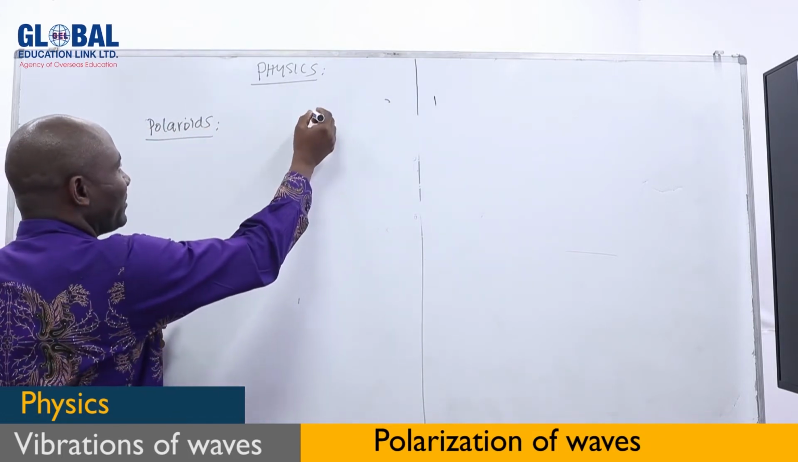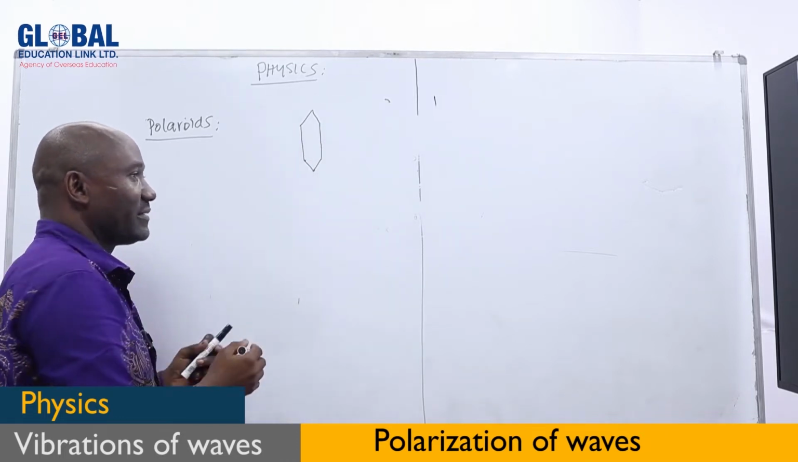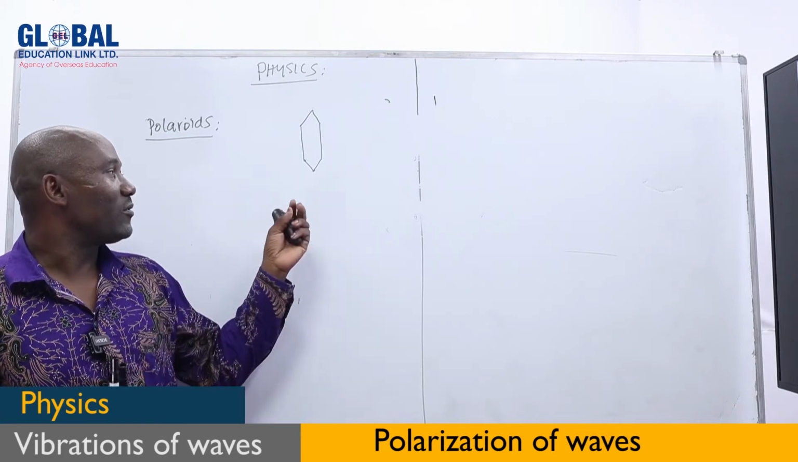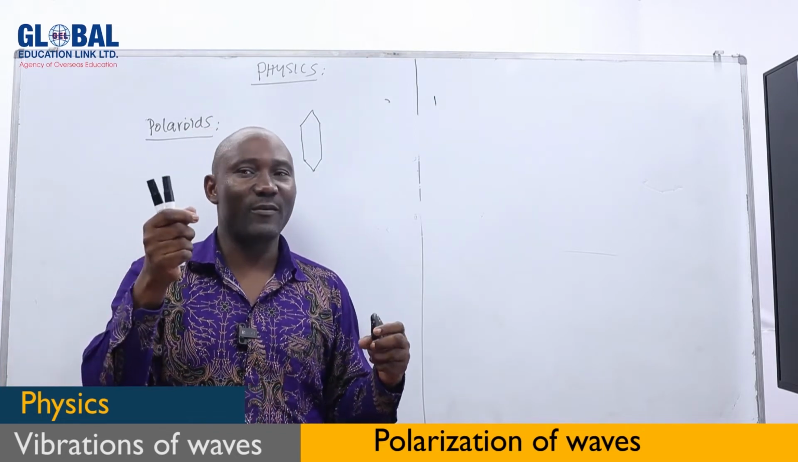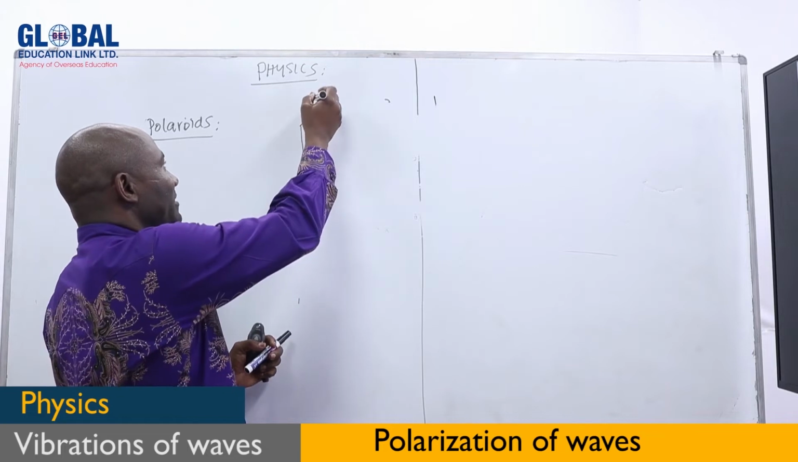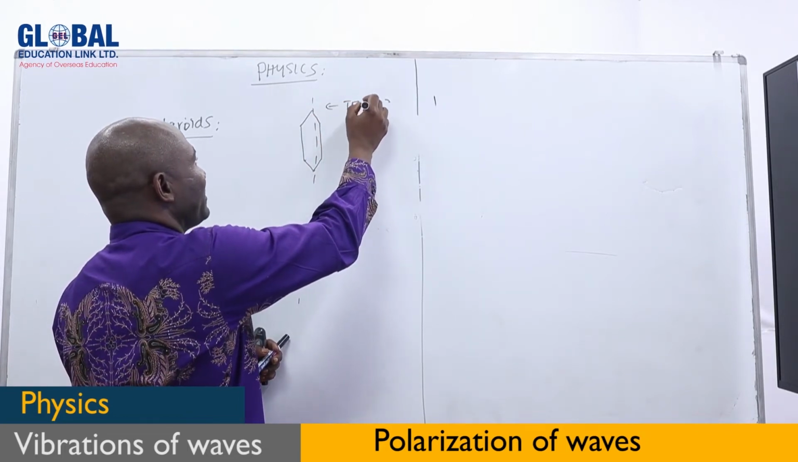So the symbol for a polaroid is this. As I said, this is a special crystalline material, sometimes called a filter. It has a tendency of filtering out some of the components and allowing the other component to pass. So here we have the axis. This is the transmission axis, as I mentioned before.